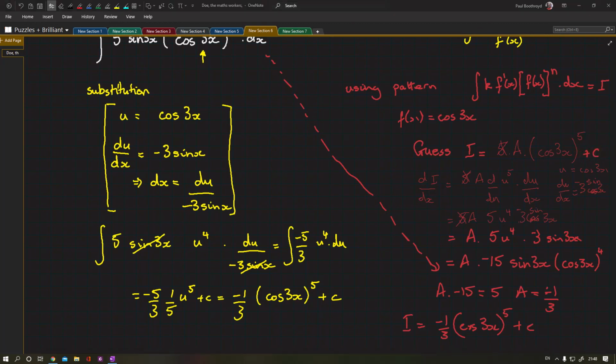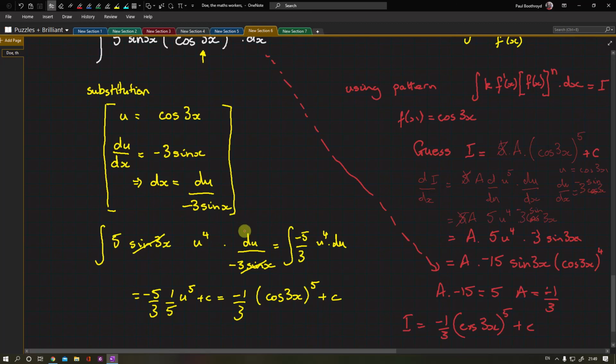Okay, personally I prefer the substitution method for this, but that's the method that they are showing in the book as well.